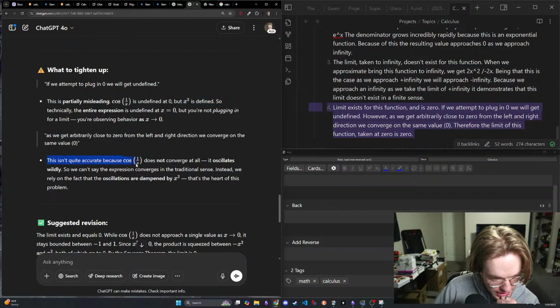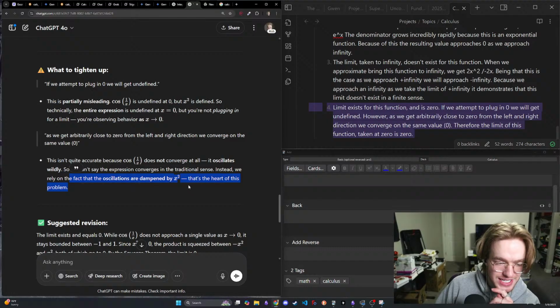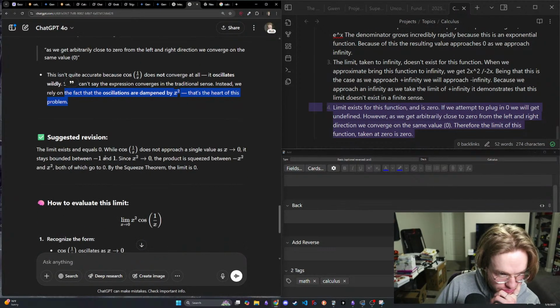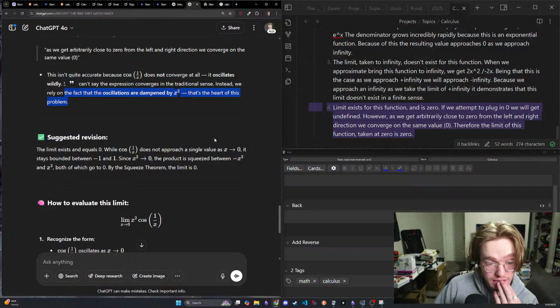As we arbitrarily get close to 0 from the left and right direction, we converge on the same value, 0. This isn't quite accurate because cosine of 1 over x does not converge at all. It oscillates wildly. So we can't say the expression converges in a traditional sense, and we rely on the fact that oscillations are dampened by x squared. Okay, I like that. I think that's much better. So the limit exists and equals 0, while cosine of 1 over x does not approach a single value as x approaches 0. It stays bounded between negative 1 and 1. Since x squared goes to 0, the product is squeezed between negative x squared and x squared, which both go to 0. By the squeeze theorem, the limit is 0.